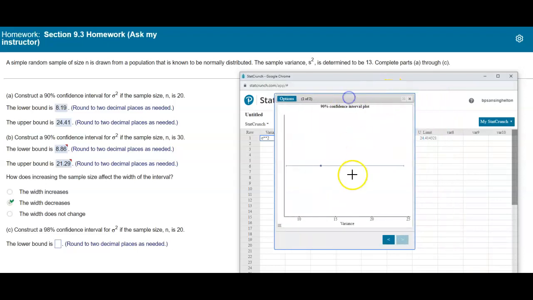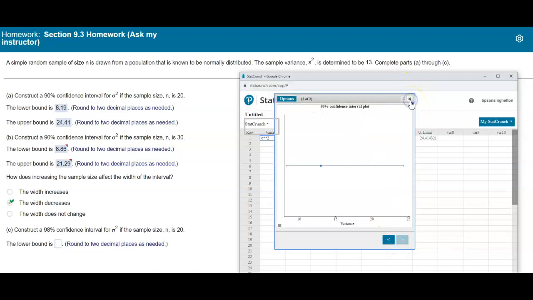So remember, with chi-square distributions, it is not symmetric. So you can't find the width and then just add and subtract. You have to figure out the lower bound and the upper bound separately because it's going to be shorter on one side than the other. So that's a really important thing to pay attention to.